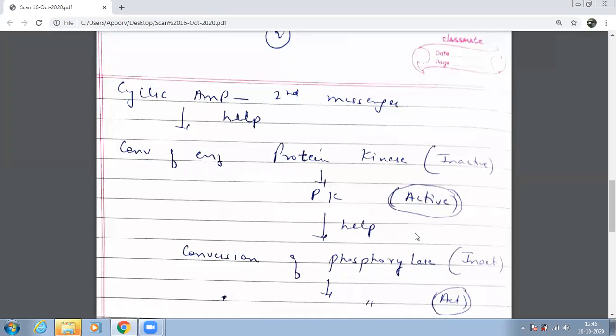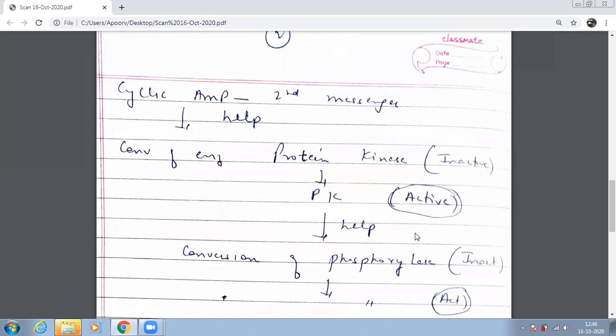What will cyclic AMP do? It will convert an enzyme, protein kinase. Name the enzyme. Protein kinase. See, this protein kinase enzyme is already present, but it is in an inactive state. So this cyclic AMP will go and activate this enzyme, protein kinase, into active protein kinase. Which was the first enzyme which became active? Adenyl cyclase.